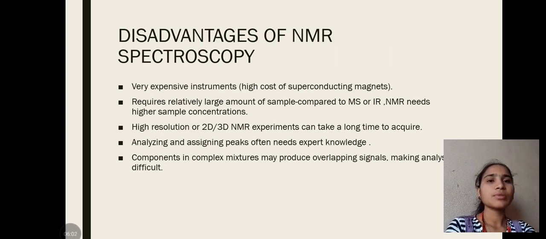Disadvantages of NMR spectroscopy: it has very expensive instruments, which means high cost of superconducting magnets. It requires a relatively large amount of sample compared to IR. NMR needs higher sample concentrations. High resolution or 2D or 3D NMR experiments can take a long time to acquire. Analyzing and assigning peaks often needs expert knowledge. Components in complex mixtures may produce overlapping signals, making analysis very difficult. These are the disadvantages of NMR spectroscopy.